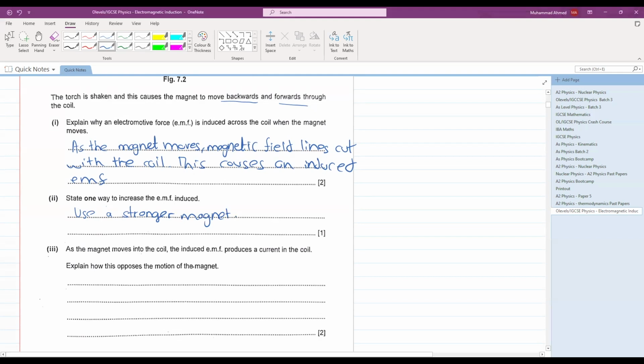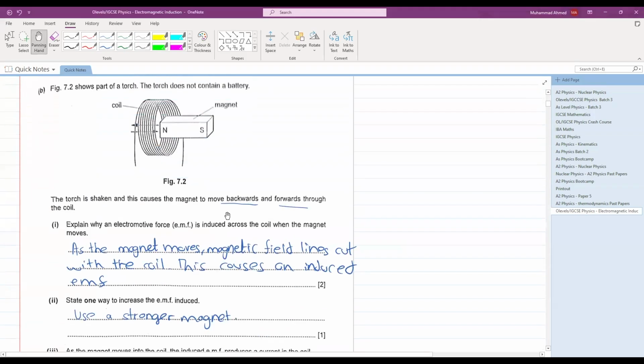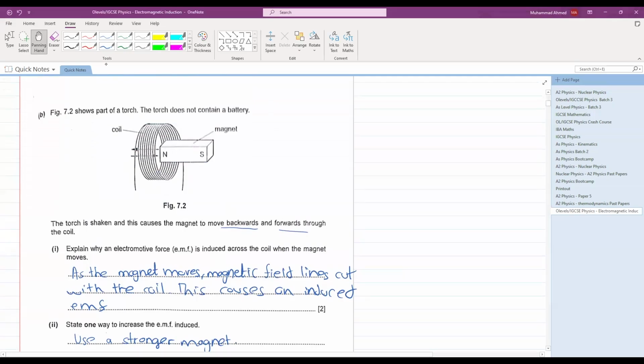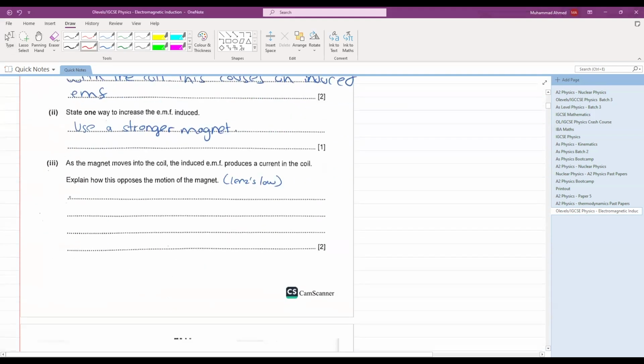As the magnet moves into the coil, the induced EMF produces a current in the coil. Explain how this opposes the motion of the magnet. This is Lenz's law. Lenz's law states that the induced EMF flows in such a direction that it opposes the motion causing it. So, as EMF gets induced in this coil, this develops its own magnetic field. So you will write this as your first point.